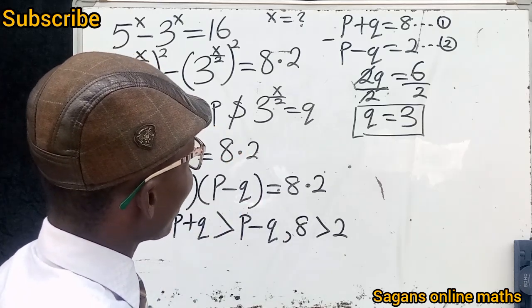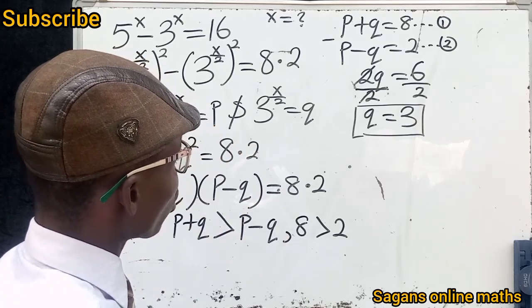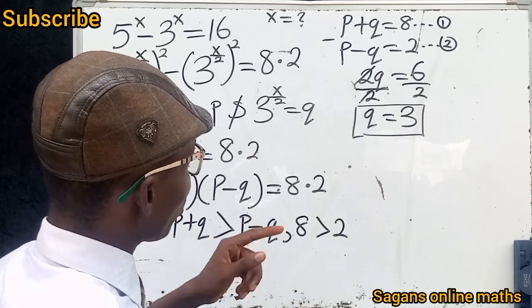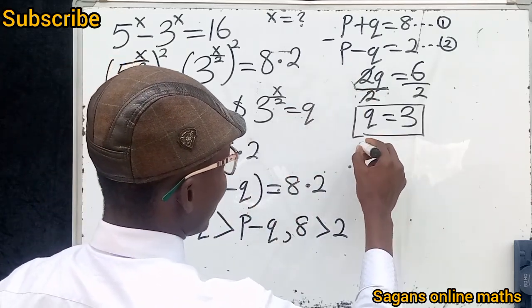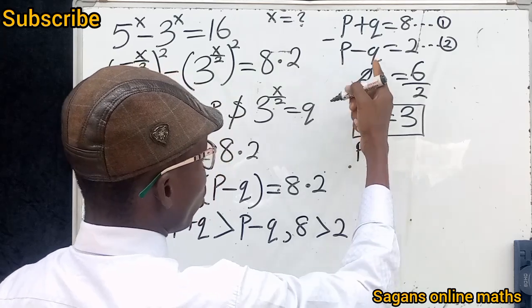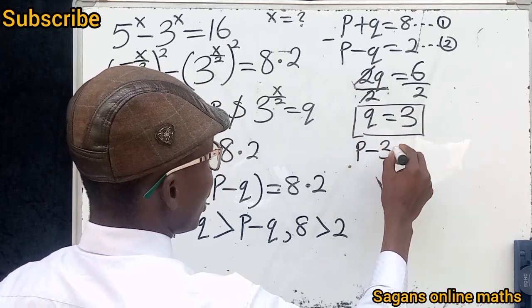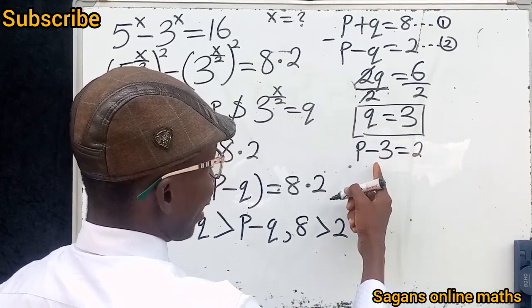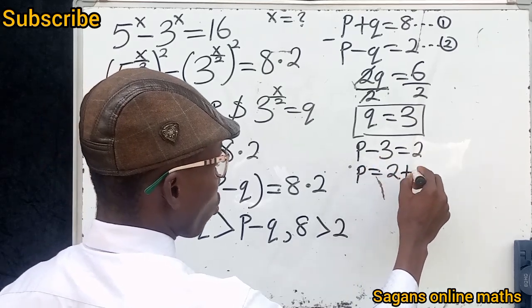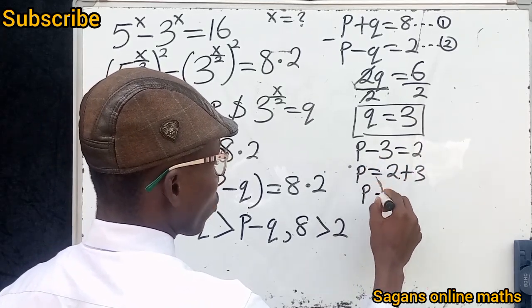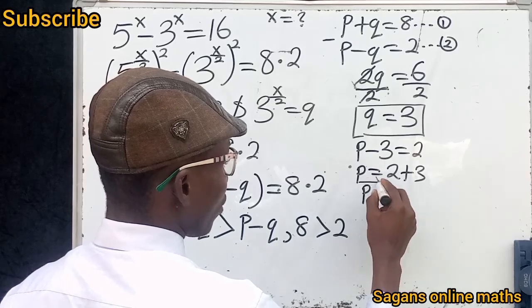Let's find p. Now for us to solve for p, we have to substitute the value of q into any of the equations. So let's substitute into equation 2. In equation 2, you have p minus q, and q is 3, so you have p minus 3 equals 2. By adding 3 to both sides, that means p is equal to 2 plus 3. That means p is equal to 5. This is the value of p.